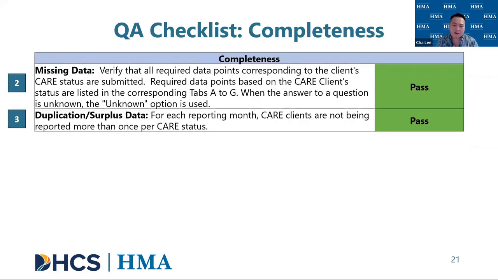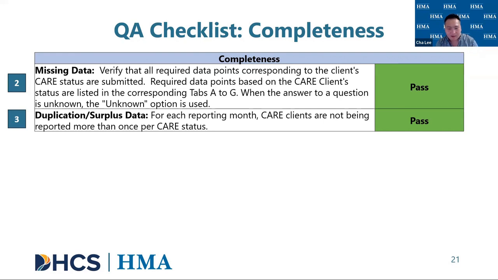Completeness. Now we're going to go into each of the monthly data files. We will check for completeness of the data. Element 2 and element 3 fall under completeness. Element 2, we will check for missing data. We will verify that all required data points corresponding to the client case status are submitted and have a response. When the answer to a question is unknown, the unknown option must be selected. So that means that for every data point, the county cannot just leave it blank. Even if they don't have an answer to it, they can select the option unknown.